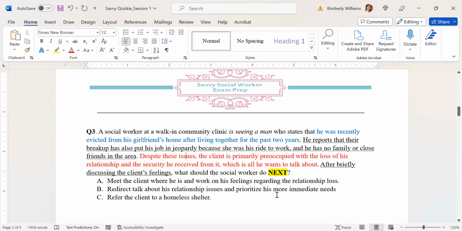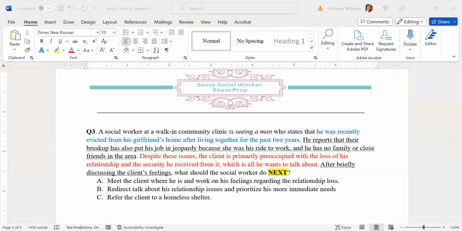Is it going to be A, meet the client where he is and work on his feelings regarding the relationship loss? B, redirect from talking about his relationship issues and prioritize his more immediate needs. Or C, refer the client to a homeless shelter. What is going to be the next thing that you do in this situation? Considering everything that's going on, what are y'all thinking?